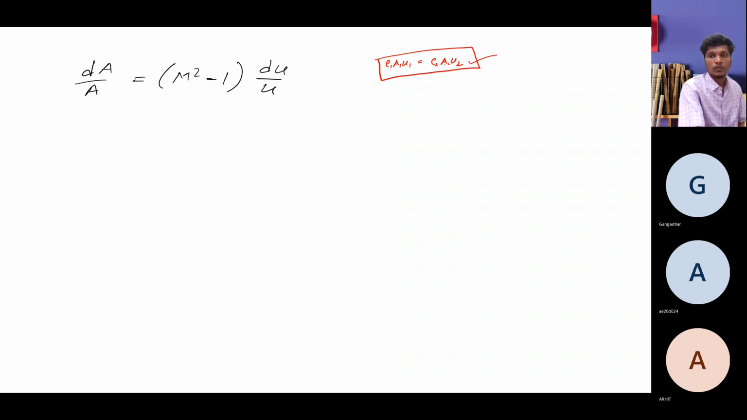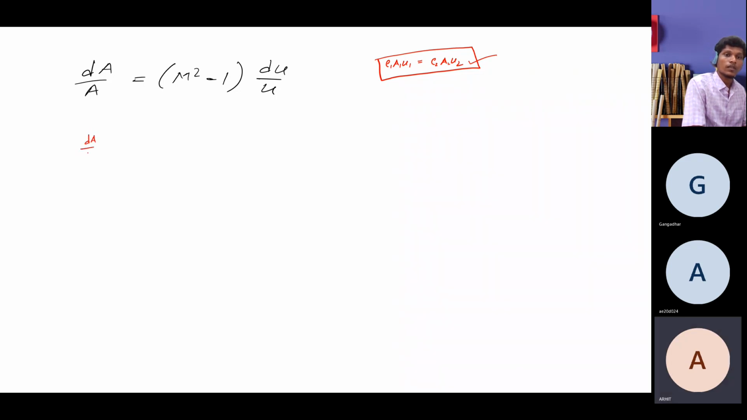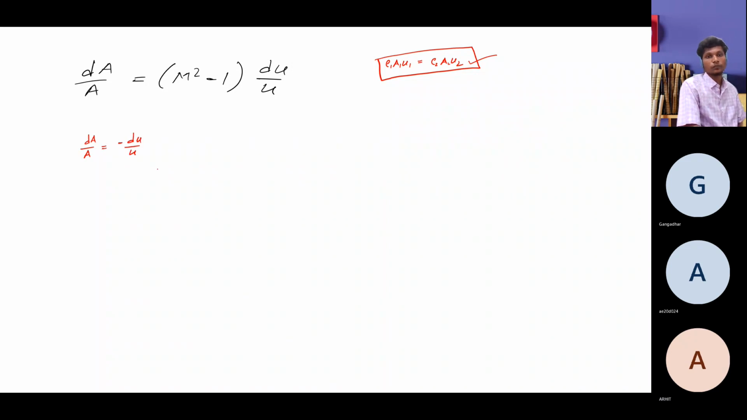Okay. Now you see this equation, dA by A equals M squared minus 1 times du by u. How is it handled? Suppose your Mach number is less than 1. What does it mean? Sir, it will form a negative on the right hand side, minus du by u. If your Mach number is less than 1, it will form dA by A equals minus du by u, right? Yes, sir. So now your area relation and velocity relation is like this.